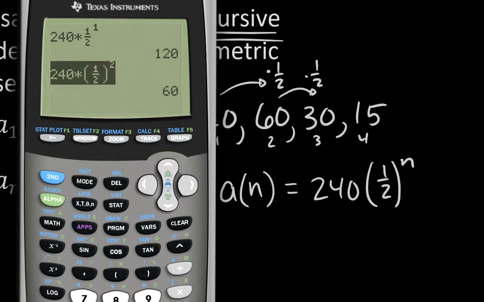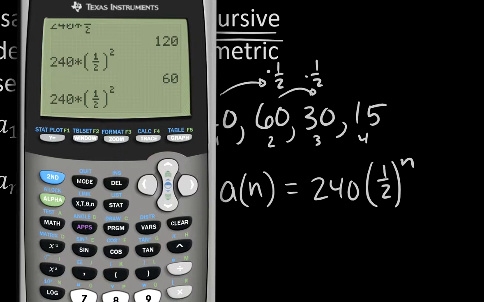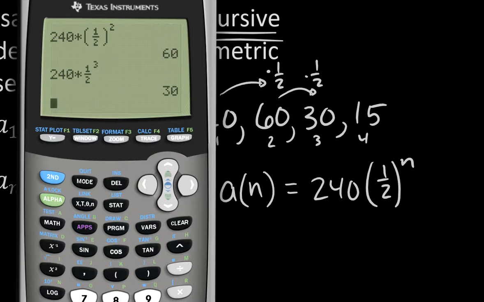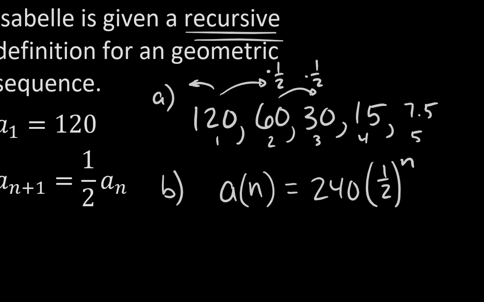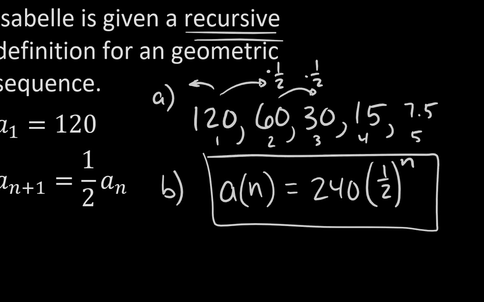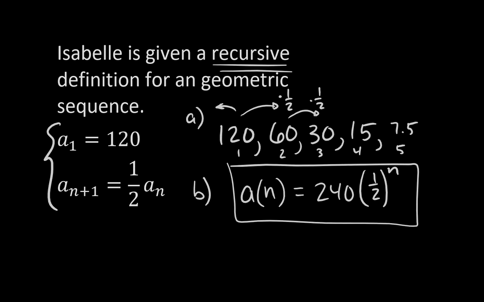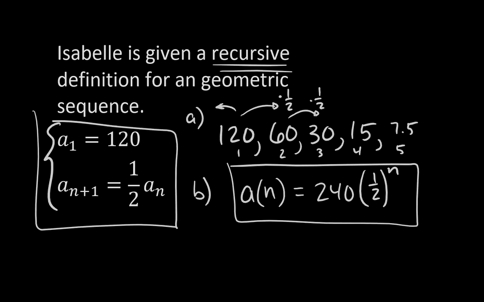If n is the number 3, it's just times another half. So every single time I increase n by 1, it's telling me the next term in the sequence. In fact, this should be 7.5 when I put a 5 in there. So this is the explicit equation for this sequence. It's a geometric sequence. The generator is 1/2, and the recursive rule is right here. The recursive rule tells me the value of the first term and how to get to subsequent terms.